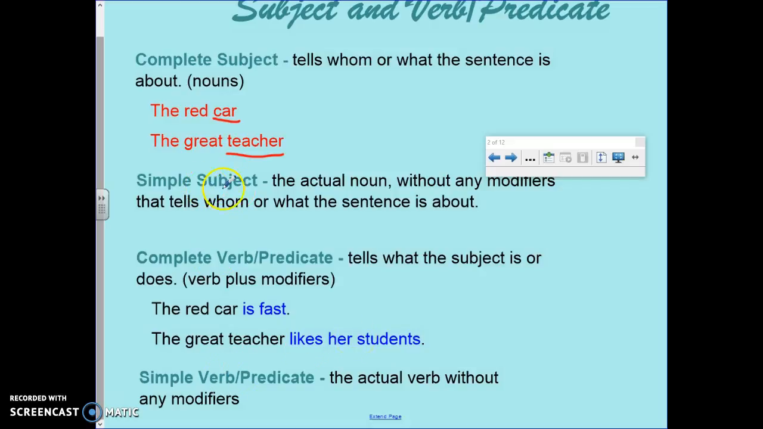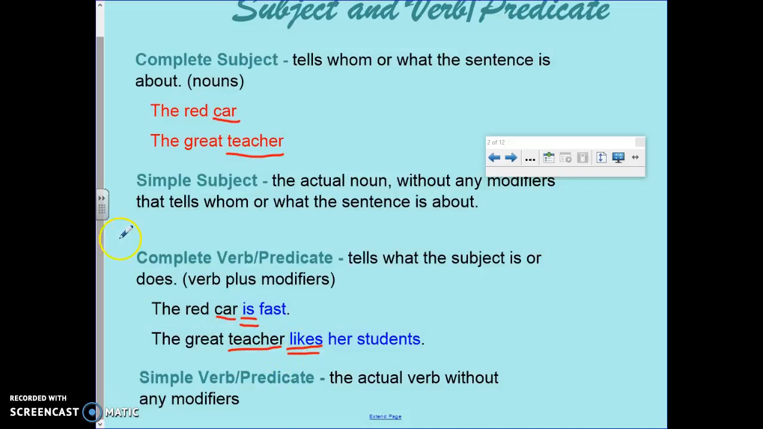Now, going along with the simple subject aspect, the simple verb or simple predicate is the actual verb without any modifiers. So here, and we normally underline verbs twice. So we would underline these twice. So when we're doing these sentences and I say underline the subject, a simple subject, and underline the simple predicate, this is what the sentence will look like. You will underline the subjects once, you'll underline the predicates twice.